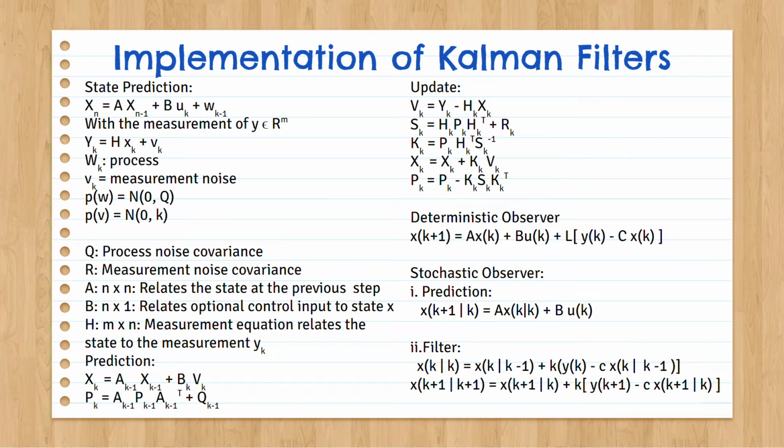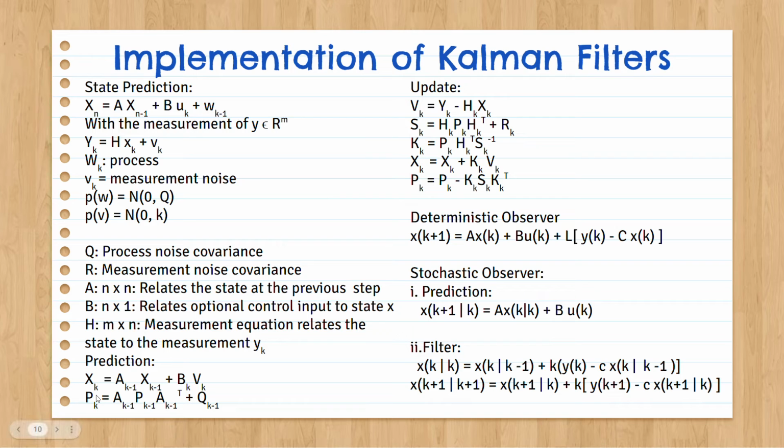Let's have a quick look at the implementation of Kalman filters. This is the state prediction of Kalman filter. Over here, Q is the process noise covariance, R is measurement noise covariance, A relates the state to the previous step, B relates optional control input to X, H measurement equation relates to the state of the measurement YK.